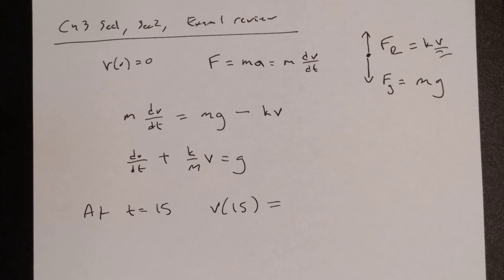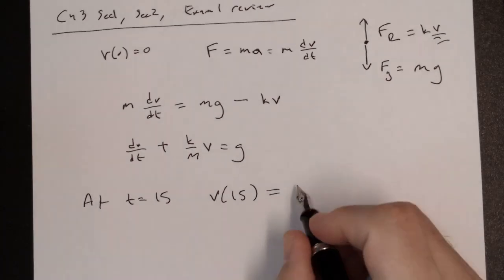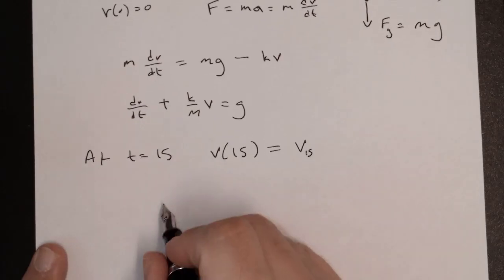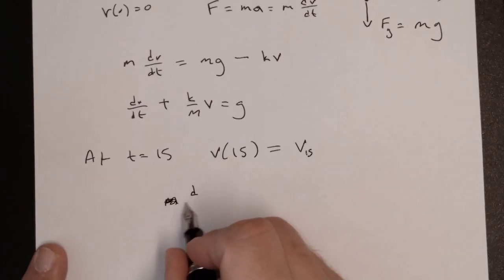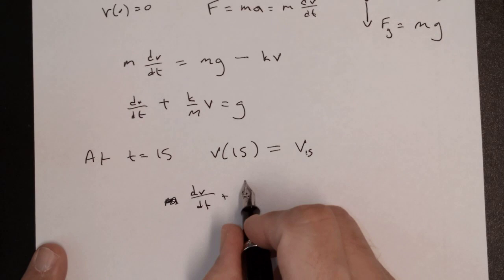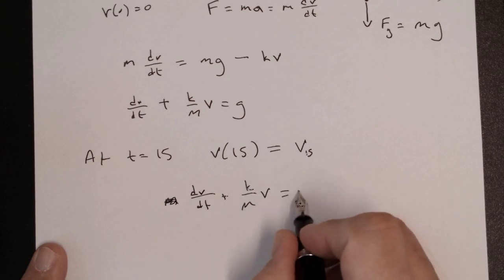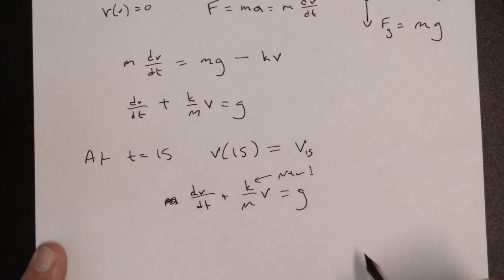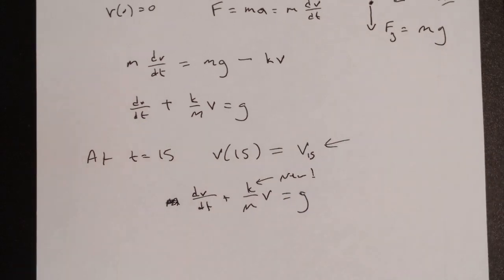And what changes? The drag, K. I'm going to call this V15. I don't know what that number is. But now I have dv/dt plus k over m v equals g, with a new k and a new initial condition, don't I?